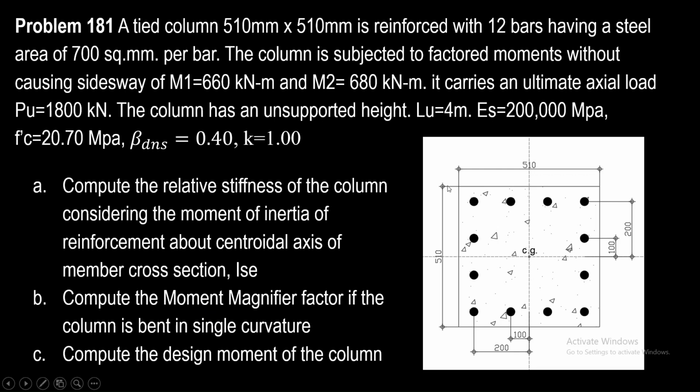On the other side of the slide is the dimension and illustration of the square tied column. As we observe, the center of gravity of the section is exactly at the center of the section, with a distance of 200 millimeters from the top bar to the center of gravity and 100 millimeters from the middle reinforcement to the center of gravity. So those centroidal distances are equal, 200 and this one also 100 millimeters.